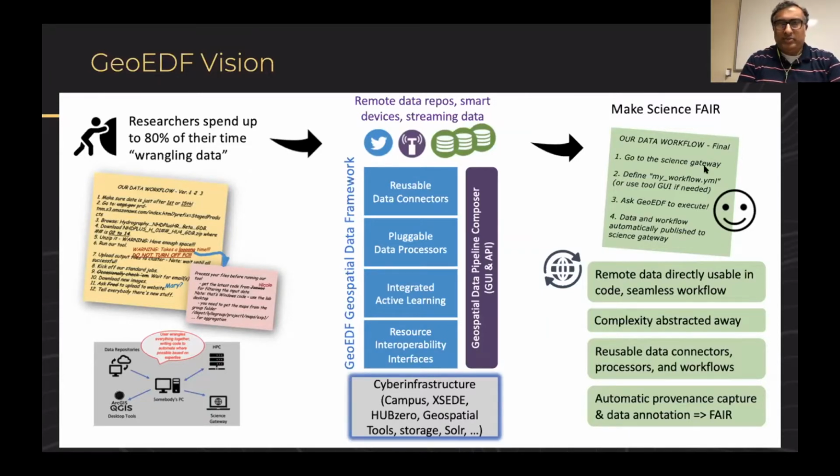So the ideal situation is what's depicted on the right, and that's what we hope to achieve. So the goal is that your researcher can come to a science gateway, define a high-level workflow in some powerful but user-friendly language, ask the framework to execute it, and then now that you've got a gateway which has all of these data publication and annotation tools, you can essentially leverage all of that to publish both the data and your workflow and keep track of provenance. So that's our eventual goal.